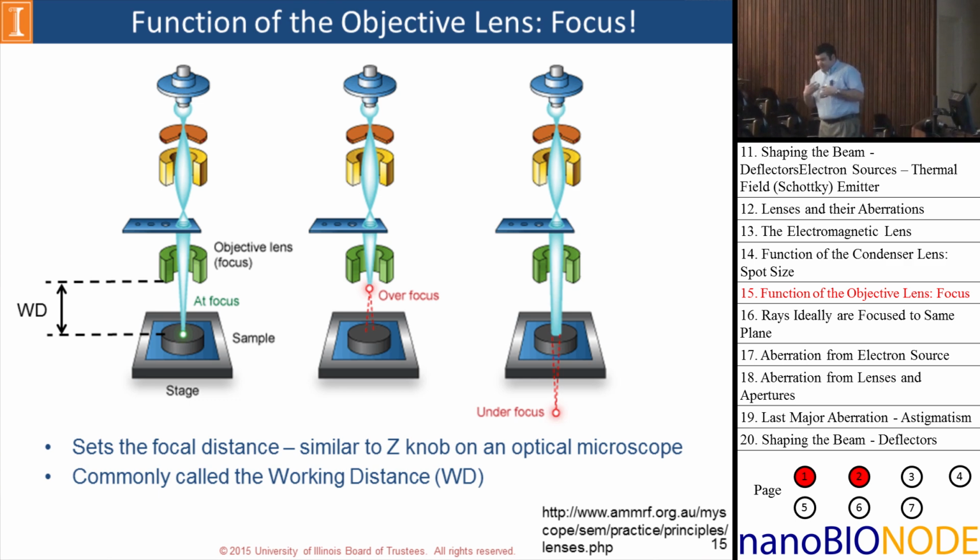This is commonly called the working distance, the distance between the objective lens and your sample or the stage. This is a good way to read out where your sample is in space, and you'll typically find this on most SEMs.